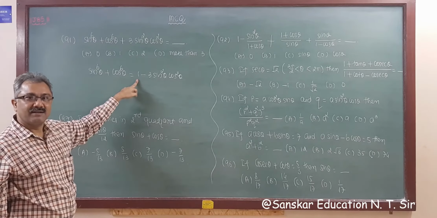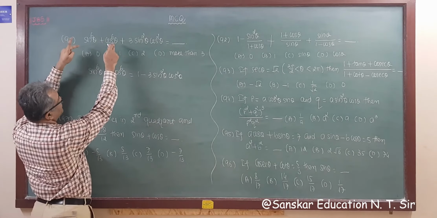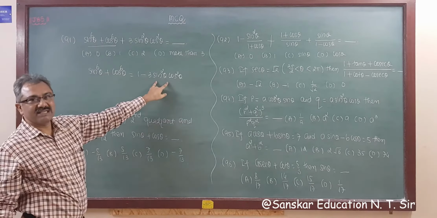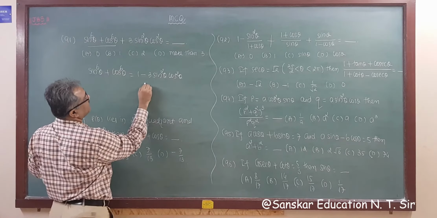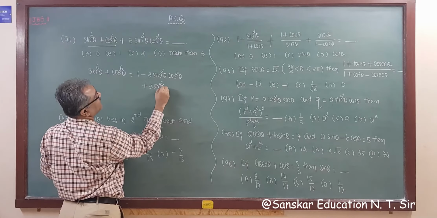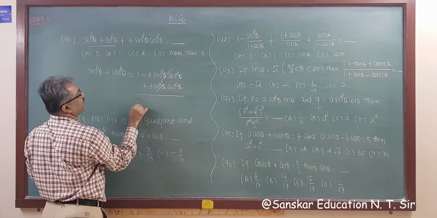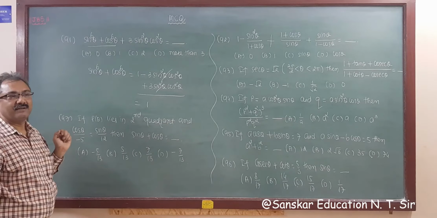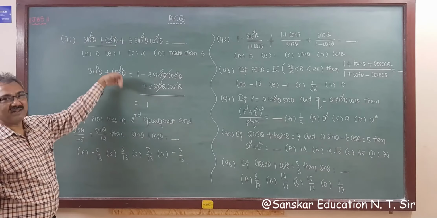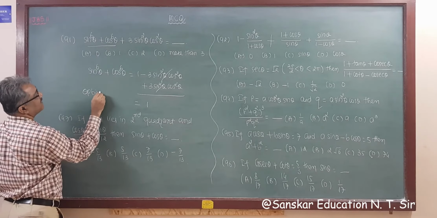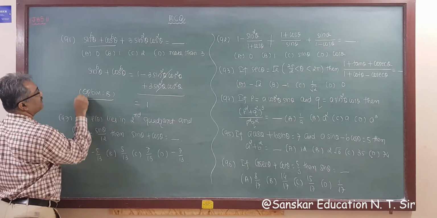It's very easy. Now suppose this is given: sin raised to 6 theta plus cos raised to 6 theta, and then plus 3 sin square theta cos square theta we add. So this will be cut, and we will get 1. So this is a shortcut method to solve this MCQ. That is, option B is your correct answer.